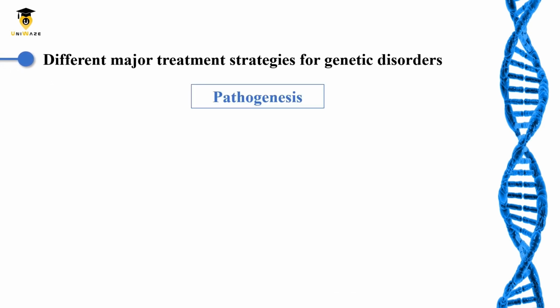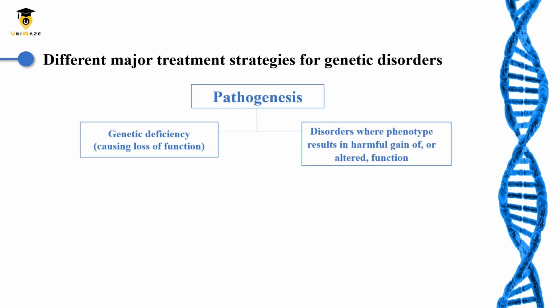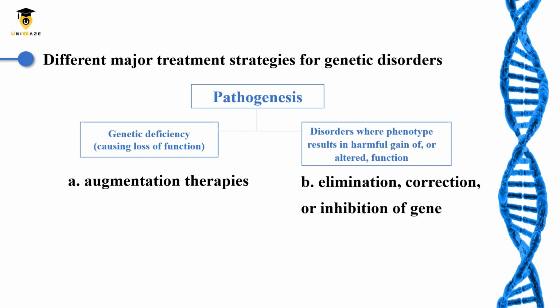Pathogenesis is divided into two categories. The first category is related to genetic deficiency. It causes loss of function. The second category is related to disorders where phenotypes result in harmful gain of function. The treatment of genetic deficiency is augmentation therapies. The treatment of disorders with positively harmful effects is elimination, correction, or inhibition of genes. Another treatment strategy is related to preventive treatments.